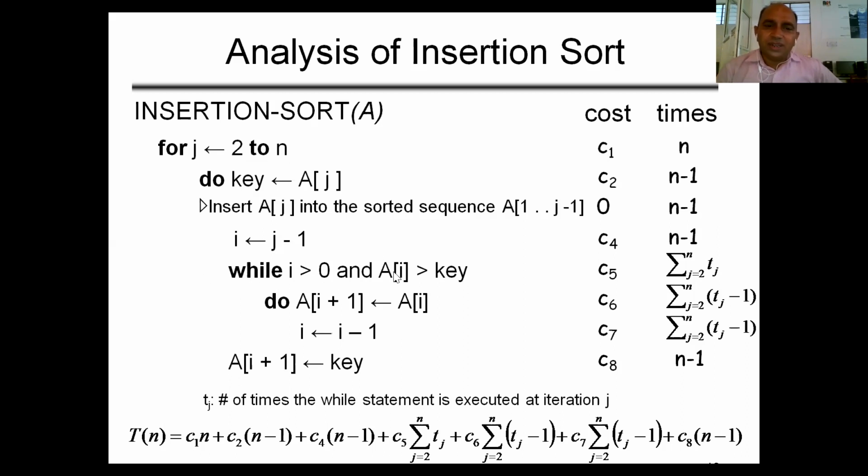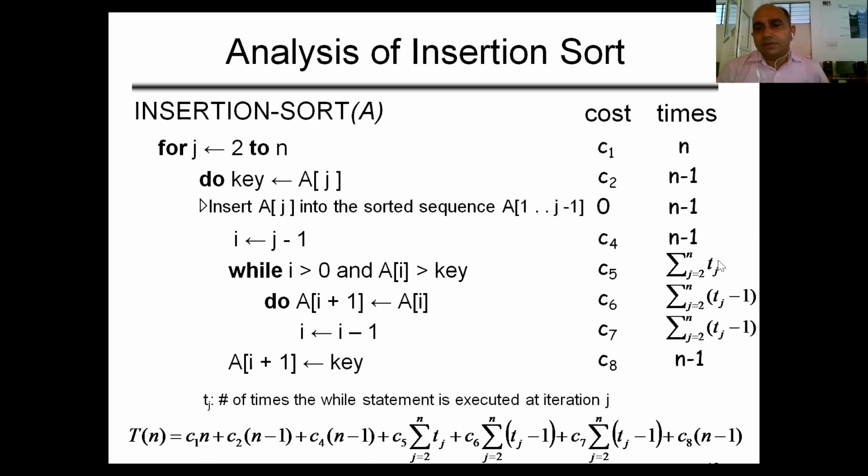Now this while loop is under the body of the for loop, so this while loop will execute from 2 to n. So sigma is written here: sigma j is equal to 2 to n, because this while loop is under the body of this for loop. So it will execute for j from 2 to n. Now I will tell you what tj and tj minus 1 are. Sigma I have explained, because sigma is used since this loop is executing from j equals 2 to n.